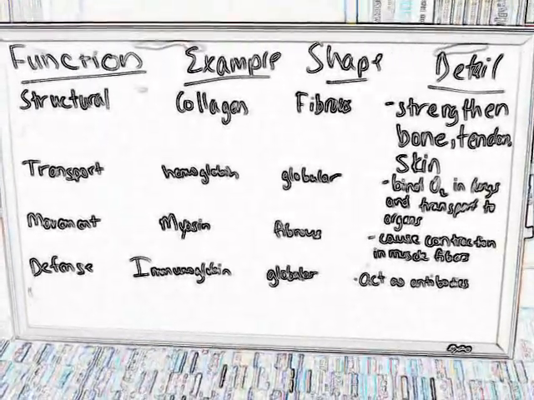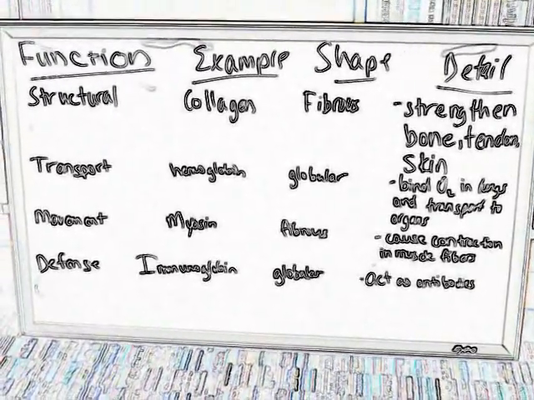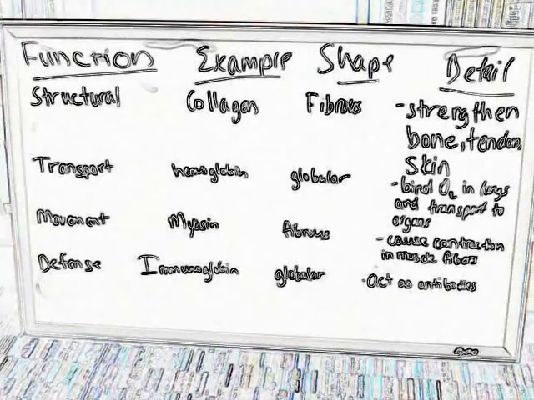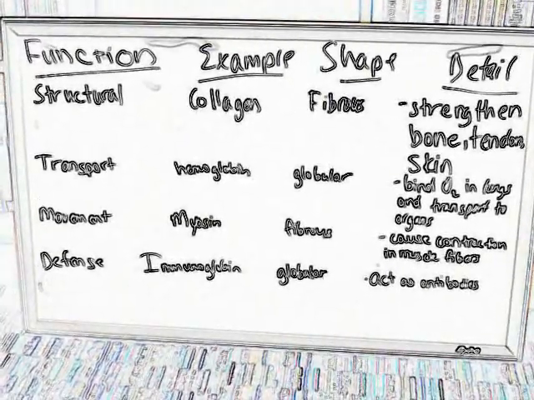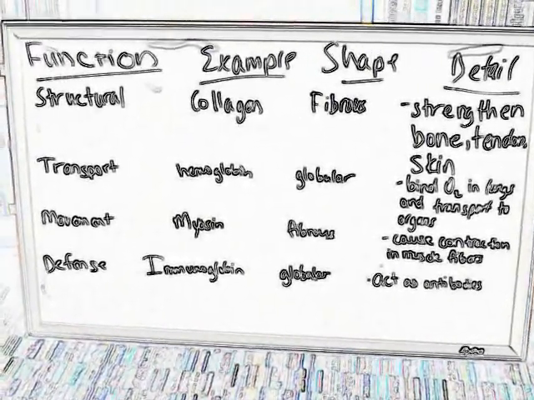An example of transport would be hemoglobin, which is a globular protein. It binds oxygen in lungs and transports oxygen to organs, to your vital organs.